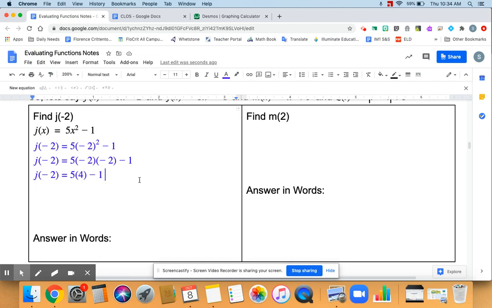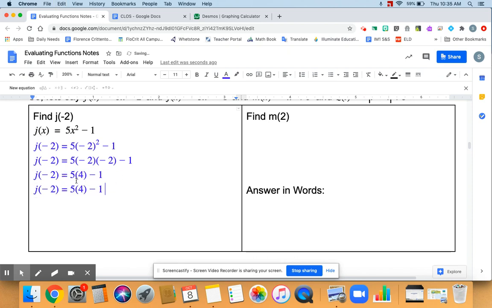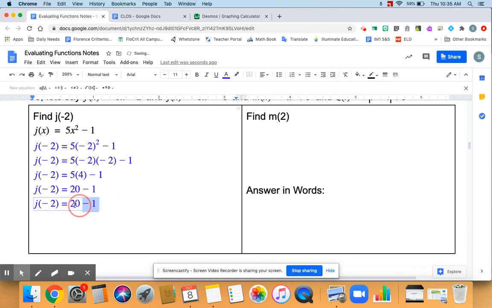Next, M for multiply/divide. Do we have any multiplying/dividing? Yep. 5 parentheses 4 means 5 times 4, and that's 20. And my last step is to add/subtract. And 20 minus 1 becomes 19.